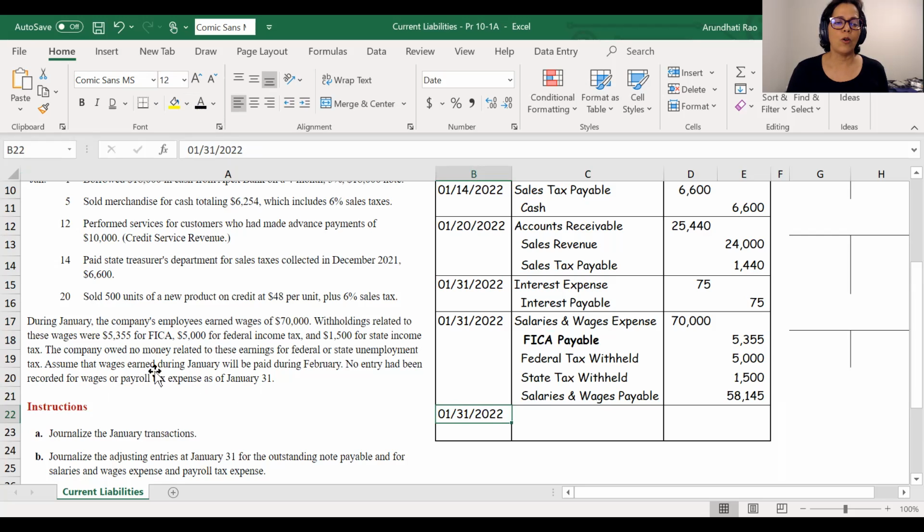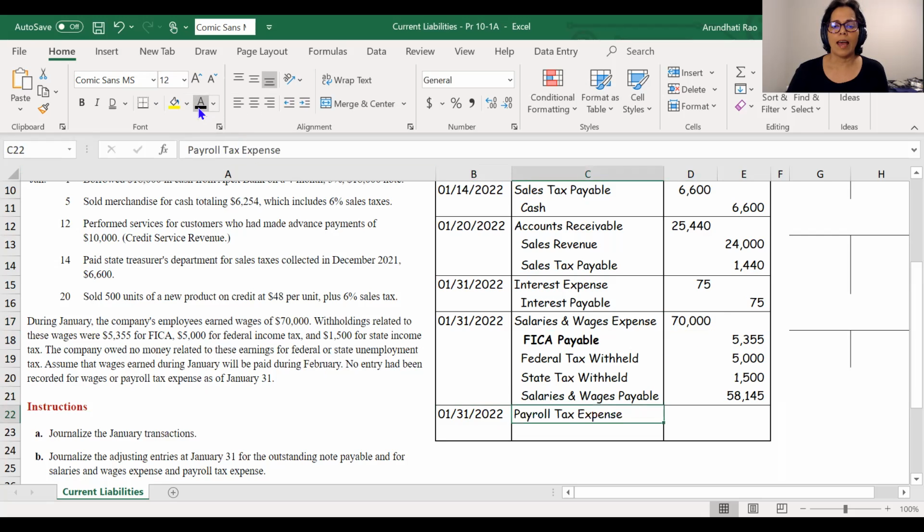The company owed no money related to these earnings for federal or state unemployment tax. If you recall, the unemployment tax is only on the first $7,000 per employee. The assumption made here is that all our employees, with this paycheck of 70,000, have exceeded the 7,000. So I don't have to worry about that. What I do need to worry about is the FICA taxes.